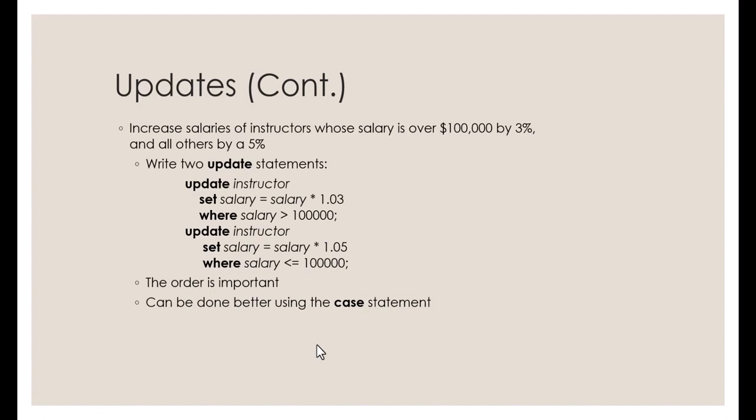You can also have two different update statements, where those who make over 100,000 will only get a 3% raise, while others, meaning who make 100,000 or less, will get a 5% raise. So we want to update instructor and set salary equal to salary times 1.03. This is the 3% raise where salary is greater than 100,000. We have another update statement for who gets a 5% raise, where salary is less than or equal to 100,000.